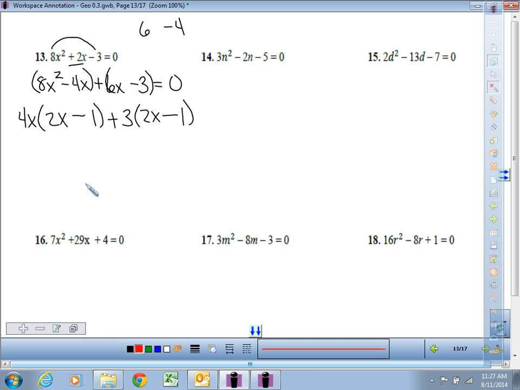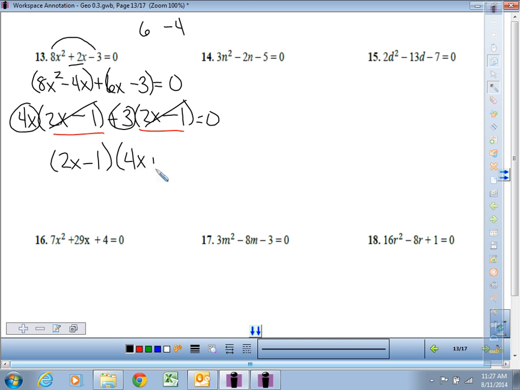Hopefully you see this. Oh, that's the same. If you do this right, that's what's going to be the case. That will always be the same. And we have this equals 0. So now what I'm going to do, guys, is regroup this again. I'm going to factor this 2x minus 1 out, meaning I'm going to take this 2x minus 1 away from there, and away from there. And if we look at that, what's left? 4x plus 3 equals 0.